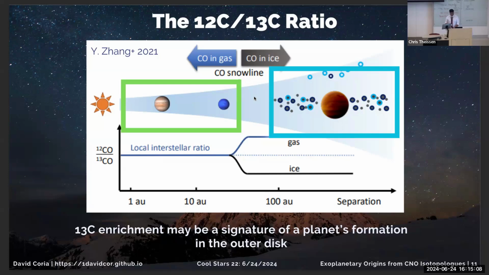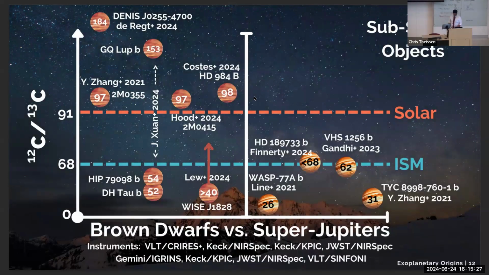So this means that a planet that forms in the outer portions of the disk may exhibit a much lower carbon-12 to carbon-13 ratio because it likely accreted this carbon-13 rich material. So again, just like the C to O ratio, the carbon isotope ratio could place another constraint on these formation scenarios. And in fact, for us, the carbon-12 to carbon-13 ratio is the most widely observed of the CNO isotope ratios.